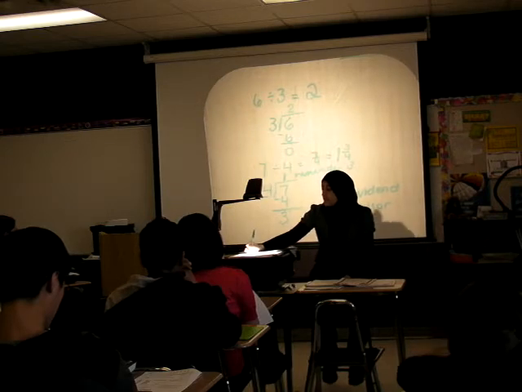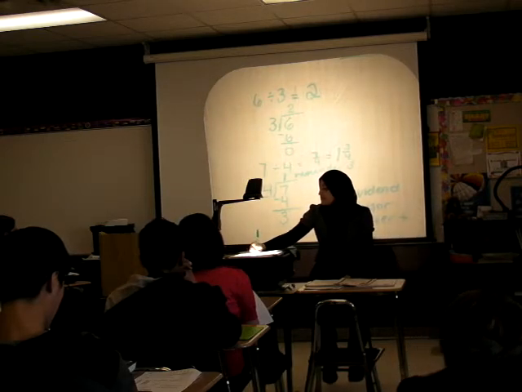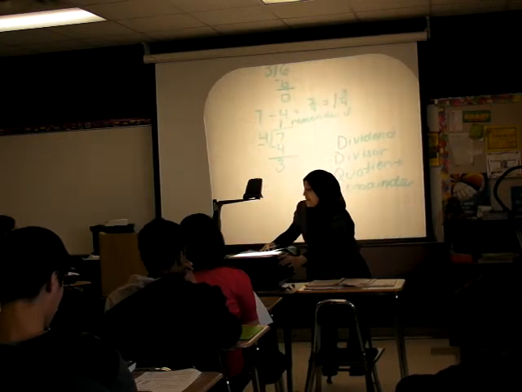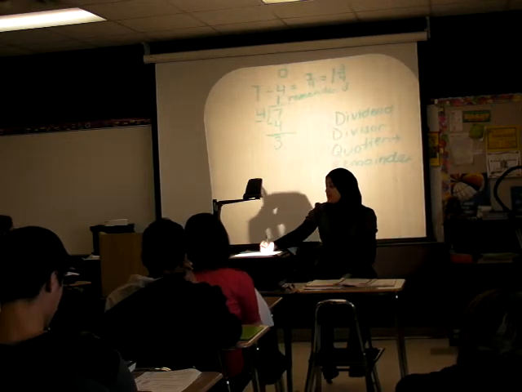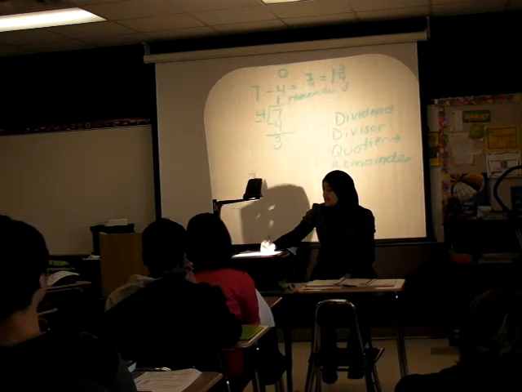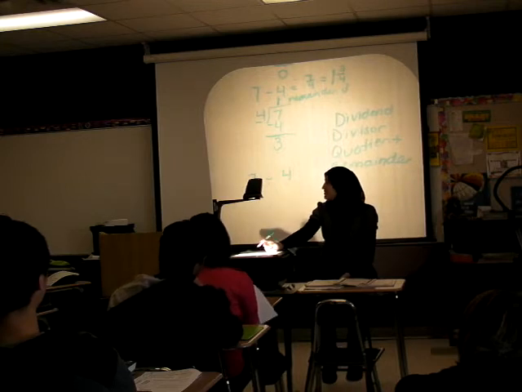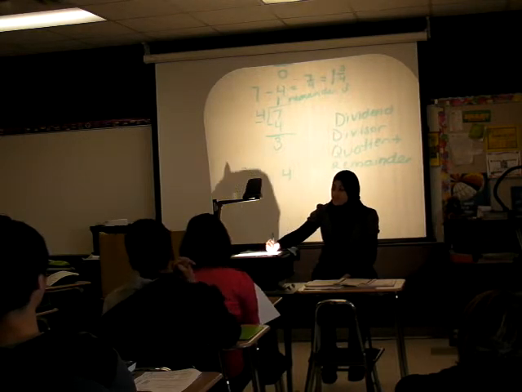Yep. And last one, remainder. Now we want to know what are these four words in regard to a division problem. When you have like 7 divided by 4, now what's the 7 called? Does anyone remember? Yep, this is called the dividend.